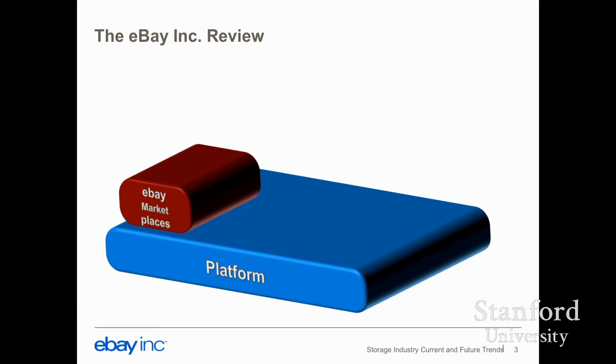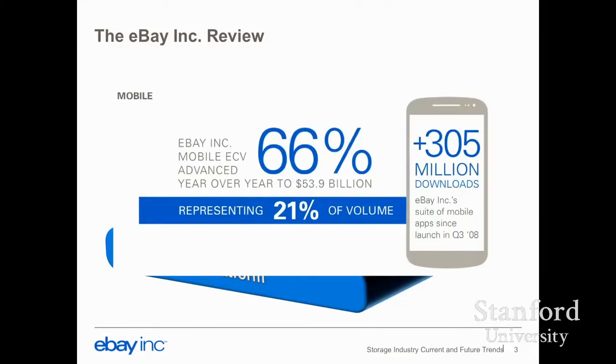One big area that's been growing for us is the mobile side. So while the site may be growing at about 10% a year, the mobile side is growing 60 to 70%, and this has had some implications in storage for sure.